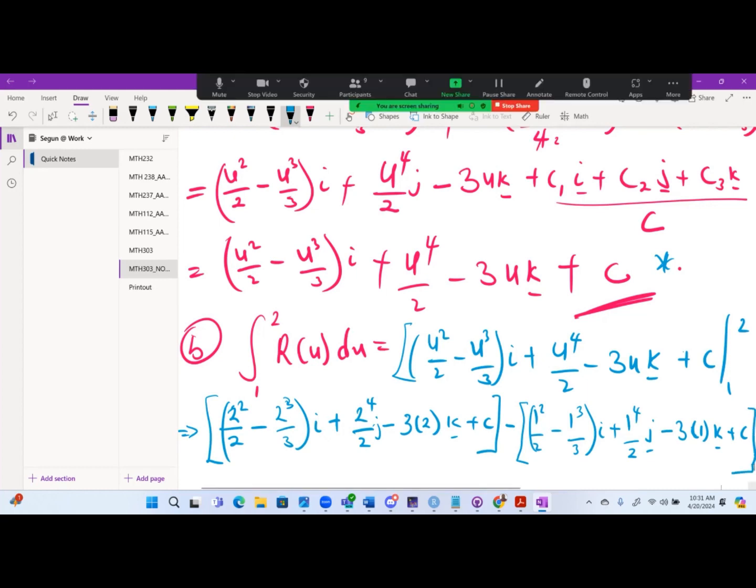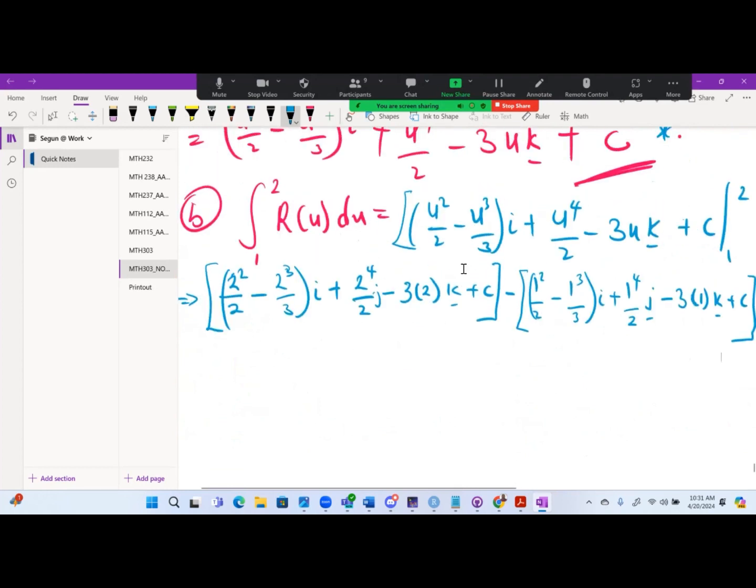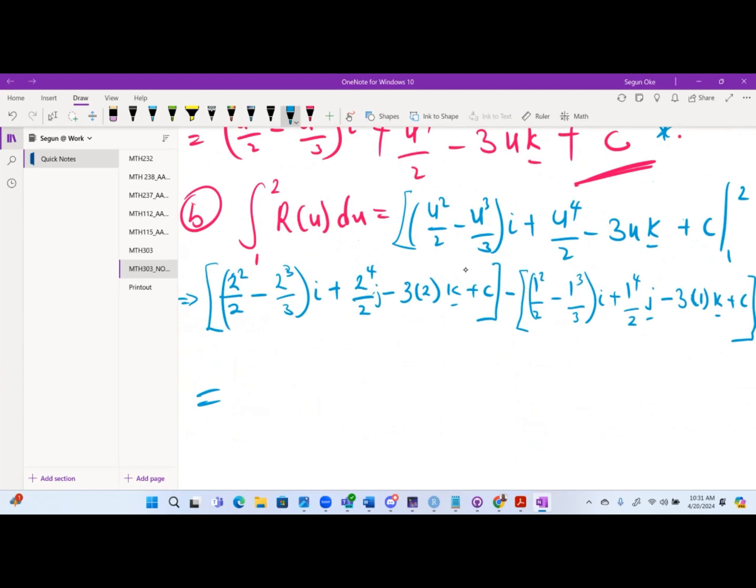So we have this one. All we need to do is just to find the solution to this. If you do it very well, you have... or except if you want to also expatiate it very well. Let's do it together. Because of our time, we have 4 over 2 minus 8 over 3.